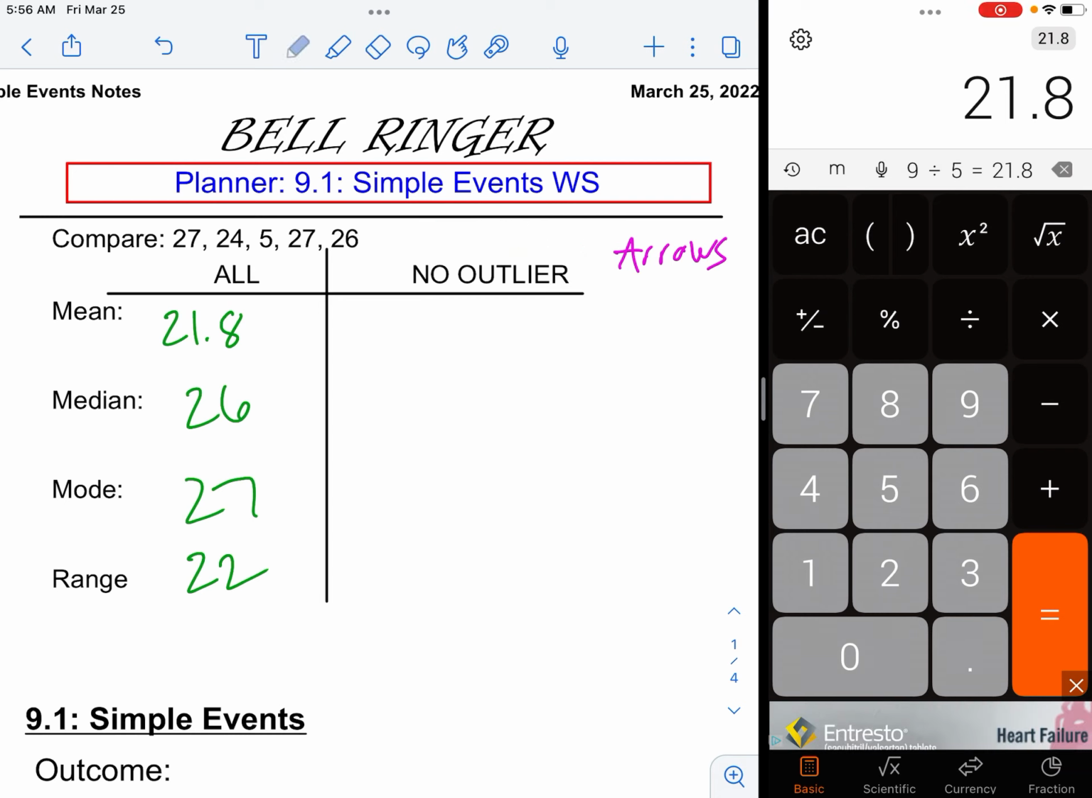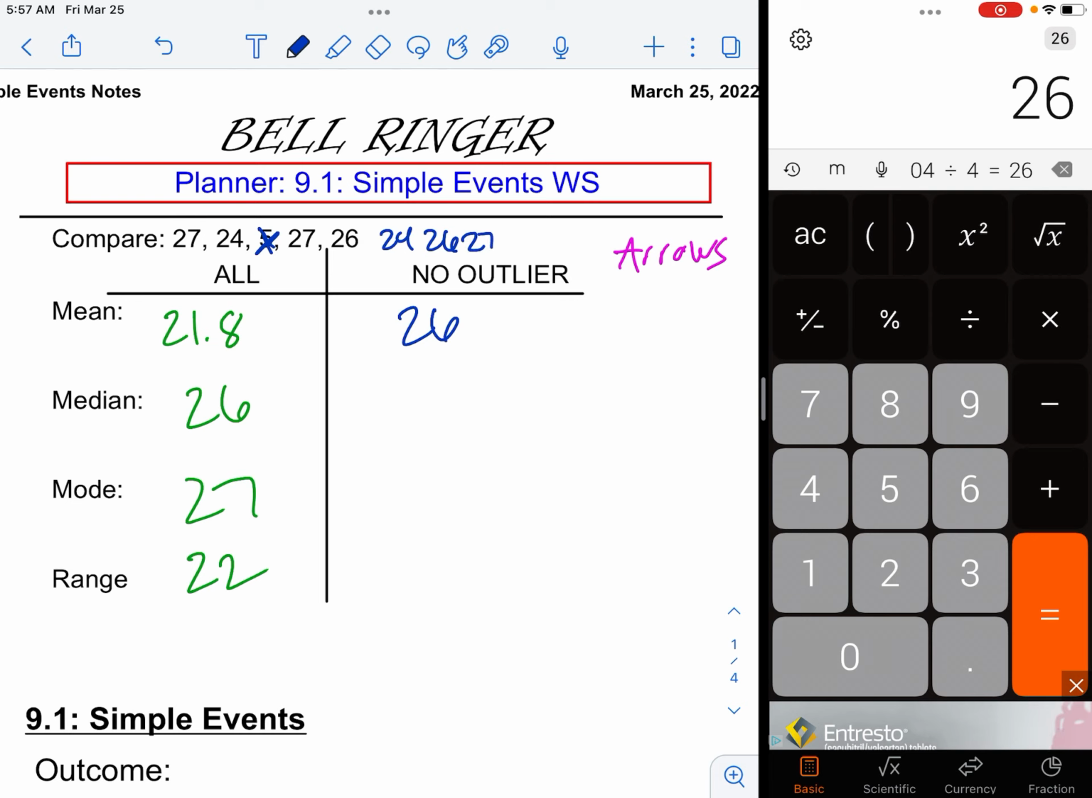Then I'm going to cross out my outlier. Remember, the outlier is the number that doesn't really belong. So my outlier would be a 5. So now my mean would be 27 plus 24, 27, 26. And divide that by now 4. And my mean is now 26.